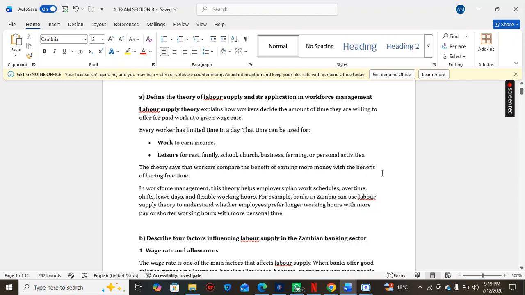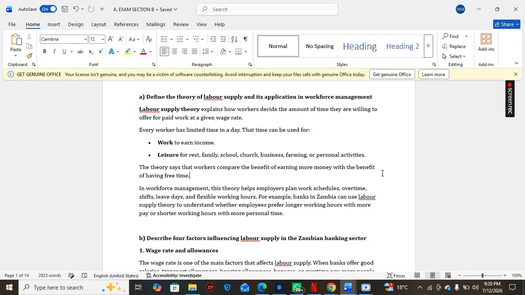So remember, there are two options as a worker: work or rest. As a worker, you're going to see which benefit is more to you. If you need money, you're going to work more and have less free time. You're going to sacrifice the free time for work.